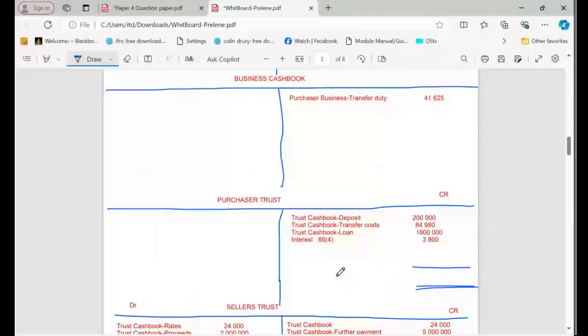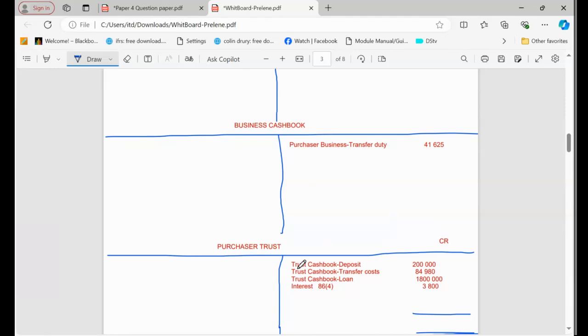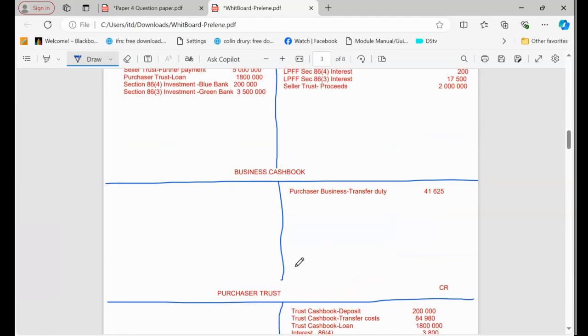Okay, let's see. Let me know when you see it. Is it visible now? Yes, it's visible. You can just show me the TCB. Okay, I have that, 2484 500. Yes, that looks right. Okay, and now go to this BCB, it only had one thing. Transfer duty 41625.